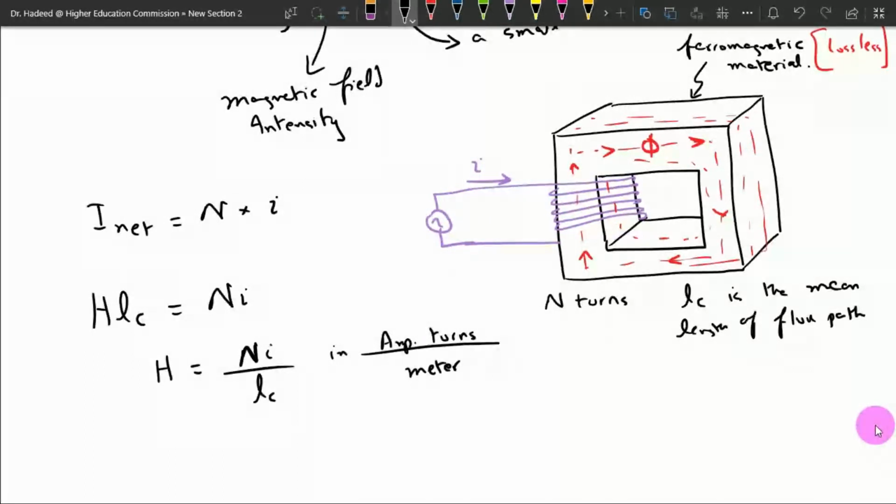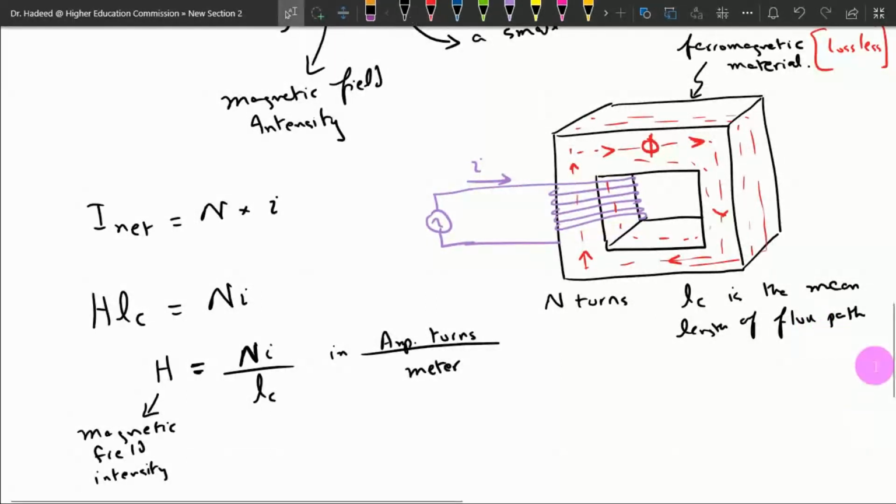We can also see here that this magnetic field intensity H is inversely proportional to the length of the flux. So the magnetic field intensity decreases as the mean path length of the flux increases. If it increases, then H decreases.